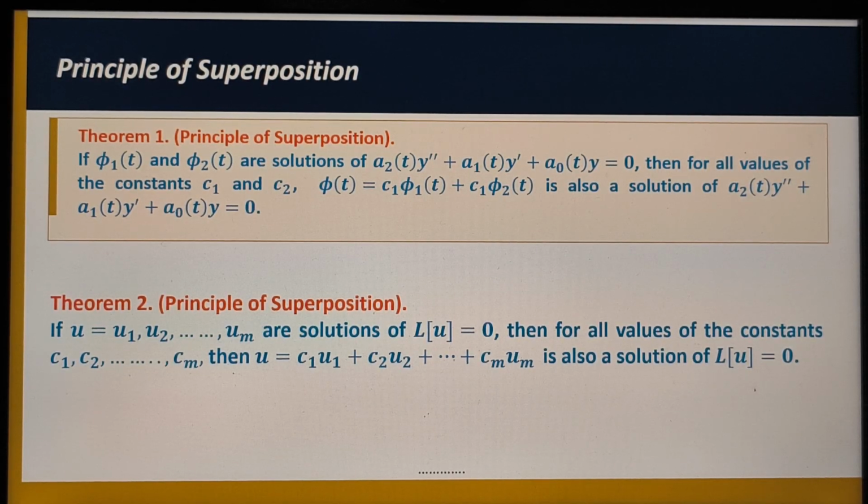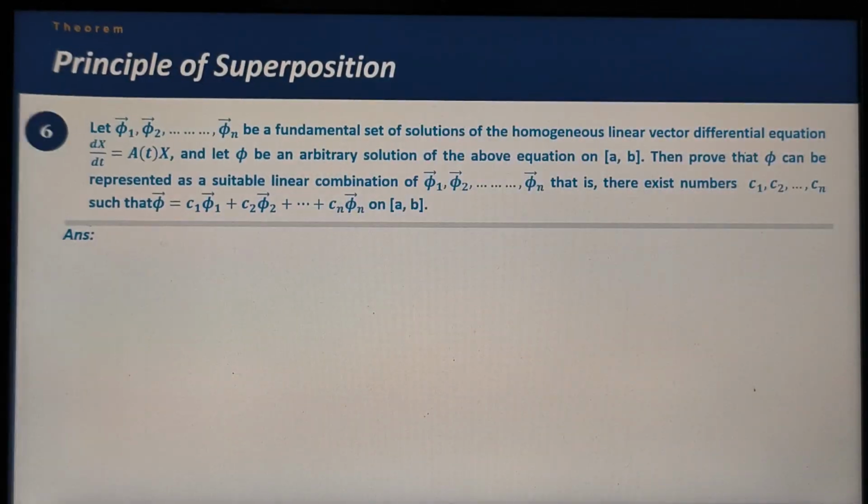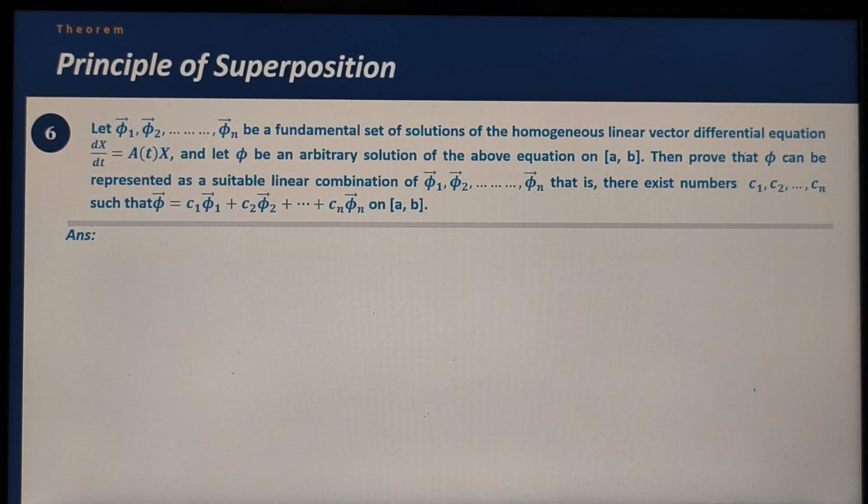By using the linear property, we can directly check that equation. And if we consider n solutions, that means u1, u2, ..., um of the linear differential equation of order n, then u = c1 u1 + c2 u2 + ... + cm um is also a solution of the equation. Okay, these are both called the principle of linear superposition, or principle of superposition. So now we prove the theorem.